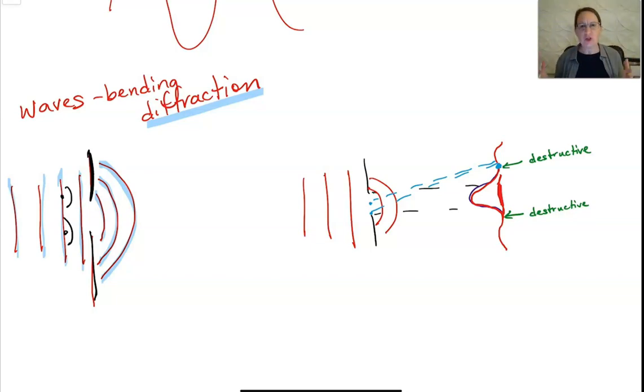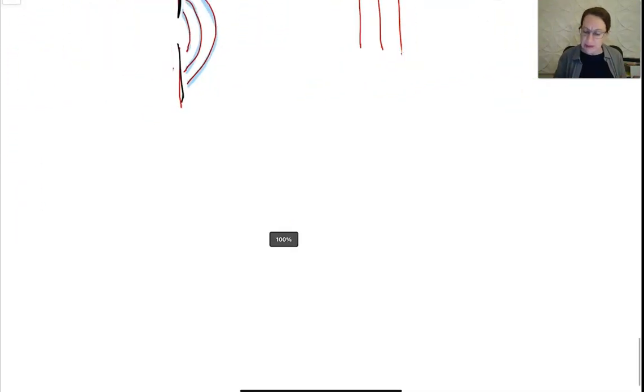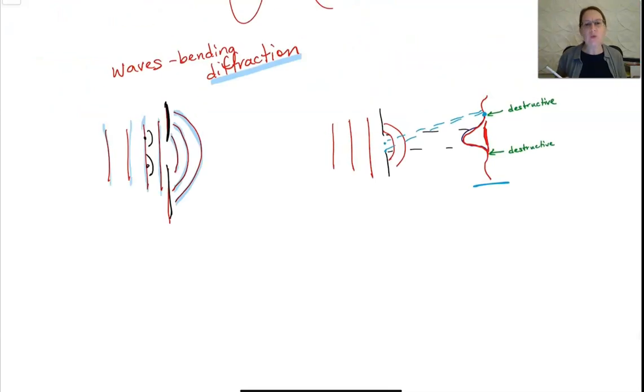This is sort of just the descriptive nature. We can actually derive where it is destructive and sort of the shape of this curve, but we're not going to do that for what we're doing in this class. What I want us to focus on is something called a diffraction grating, which is a whole bunch of slits that the light bends around and then can travel around as it goes.